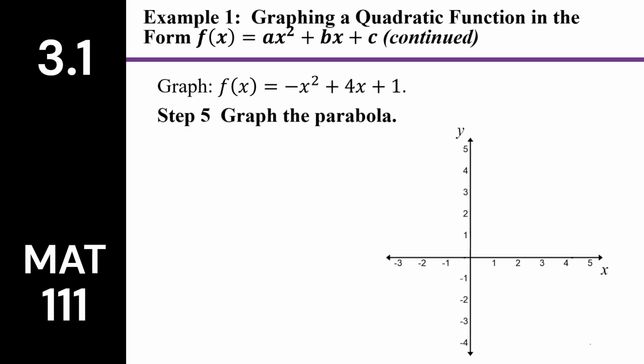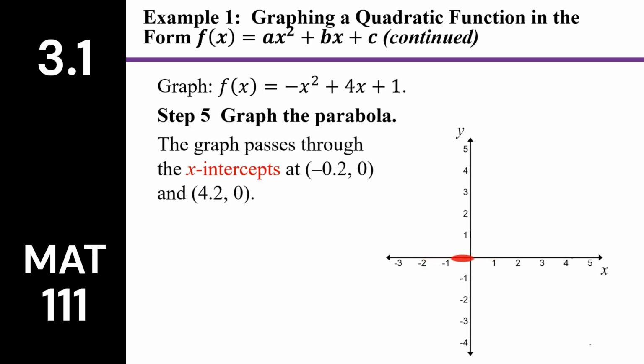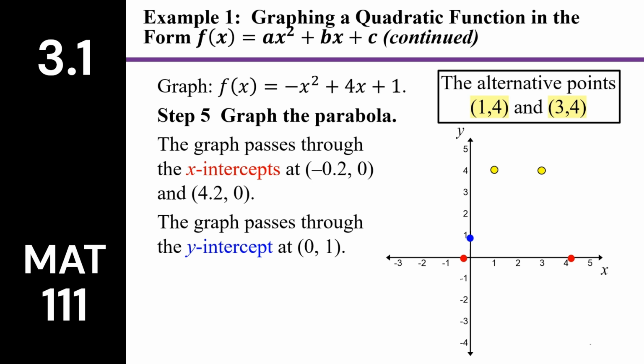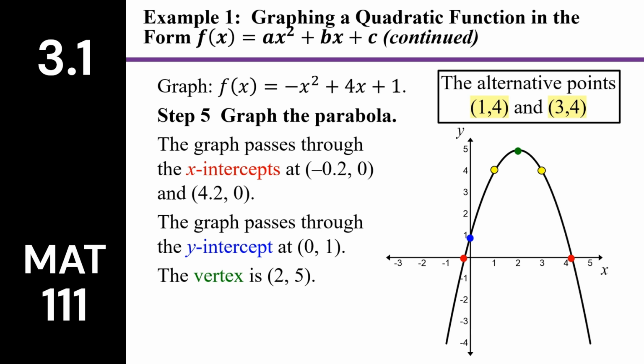Step 5 is to graph the parabola. So we can take our x-intercepts and plot those. We can plot the two alternative points that we found. Our y-intercept was the point 0, 1. The vertex is 2, 5. And then we take a smooth curve and draw it through all those points. The axis of symmetry is x equals 2, so we draw that in.